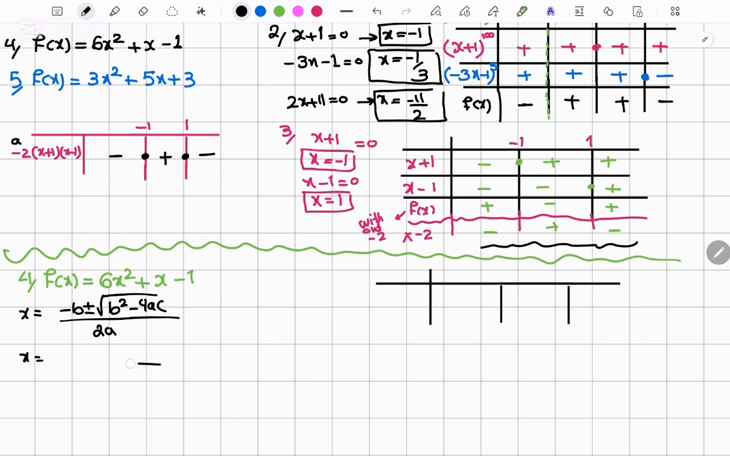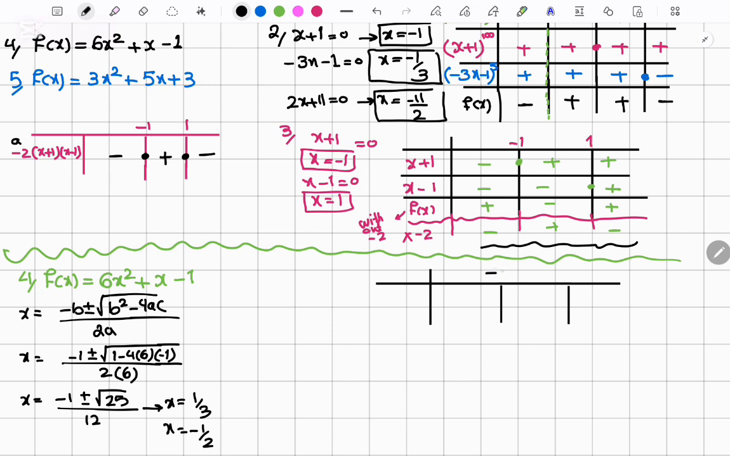So it's going to be x is equal to -1 plus minus radical b squared, which is 1 squared, minus 4 times a times c over 2 times a, which is 2 times 6. So it's going to be x is equal to -1 plus minus radical 25 over 12. So x is going to be 1 over 3 and -1 over 2. So these are the roots.